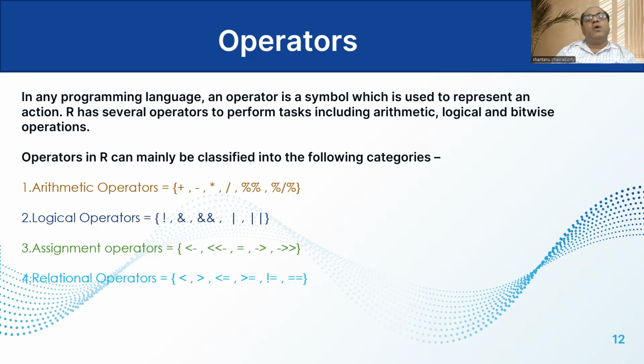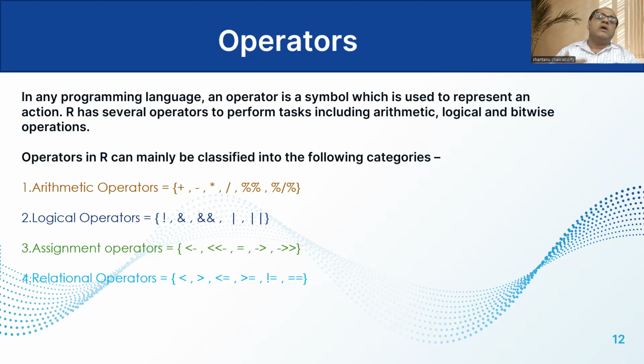Number two, we have the logical operators. In R programming, we have the AND operator, OR operator, and NOT operator. We also have the relational operators such as less than, greater than, less than equal to, greater than equal to, and not equal to. R also supports the assignment operator, which can be used in different forms, and these are the certain symbols of an assignment operator that we use in R.